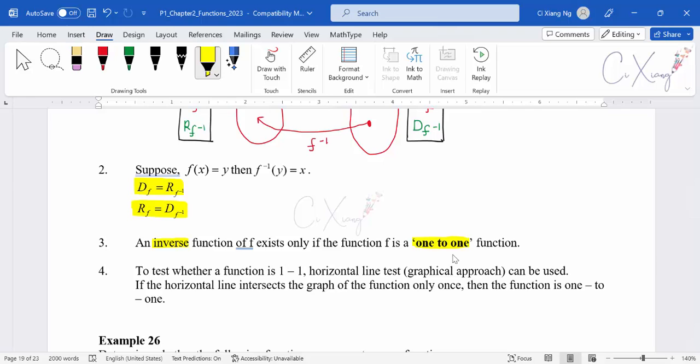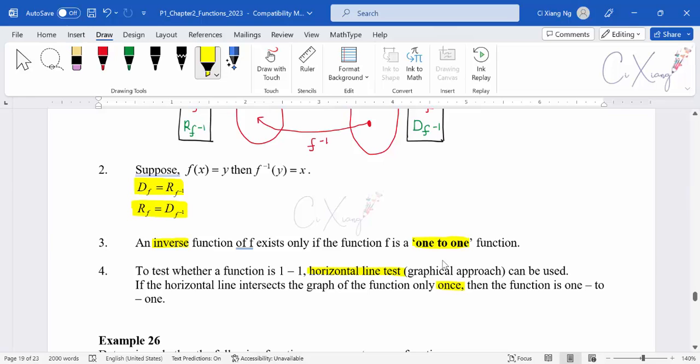Then how can we know whether a function is one-to-one or not? There's a simple way for us to test it. To test whether a function is one-to-one, the horizontal line test can be used. We use a horizontal line to check how many intersection points we have. If there's only one intersection point between the horizontal line and the graph, then the function is a one-to-one function. But of course, this is just a very simple way of determining whether the function given is one-to-one or not.